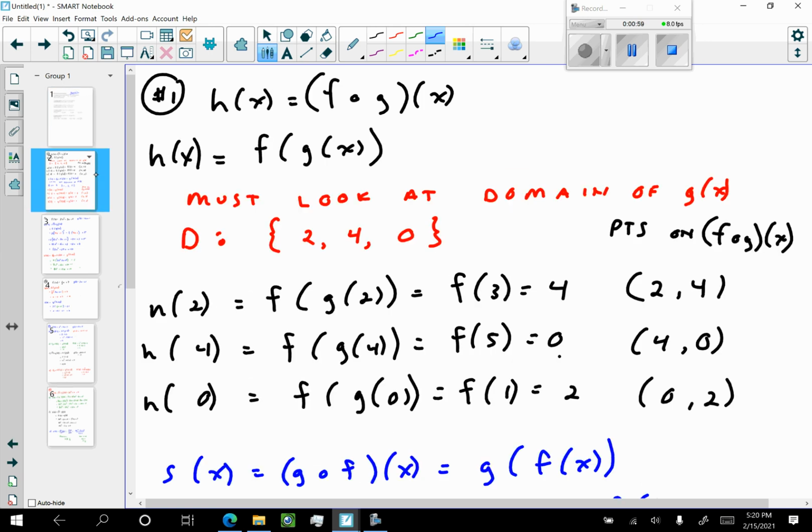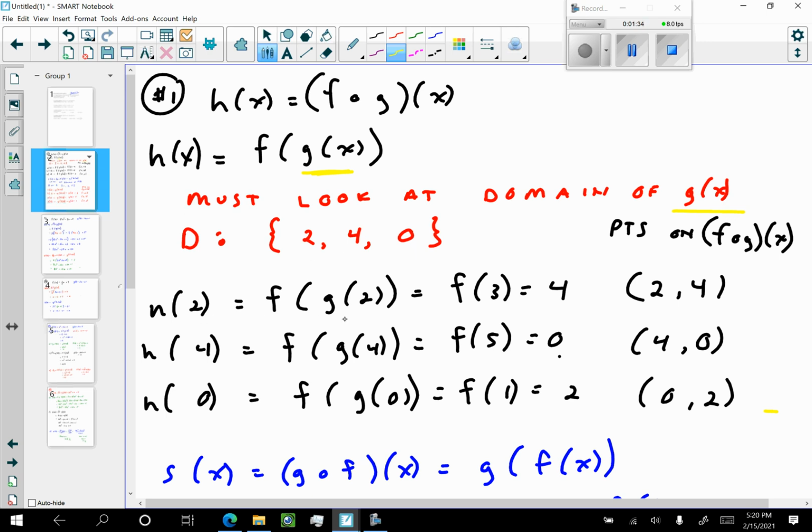Alrighty, keep in mind anytime you want to pause the video, go ahead and pause it and write some stuff down. So part one was, let's find this h of x, which is f circle g, which is f of g of x. Here I have to look at the domain of g of x because g of x is on the inside. Looking at the x values of g, I see that that is 2, 4, and 0. So therefore, I can only take h of those 3 numbers.